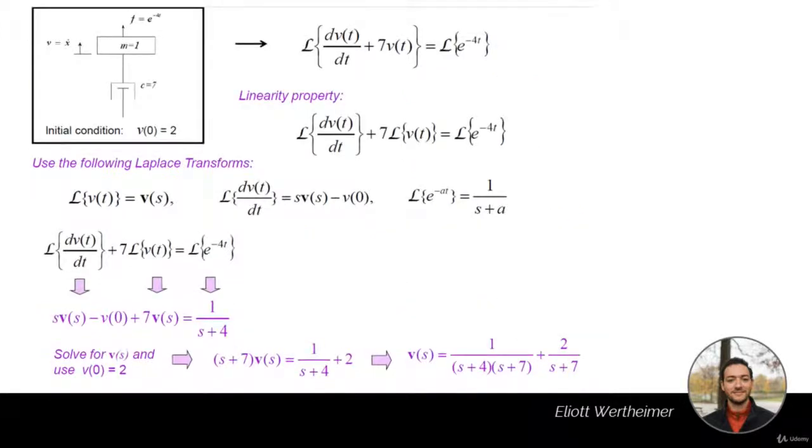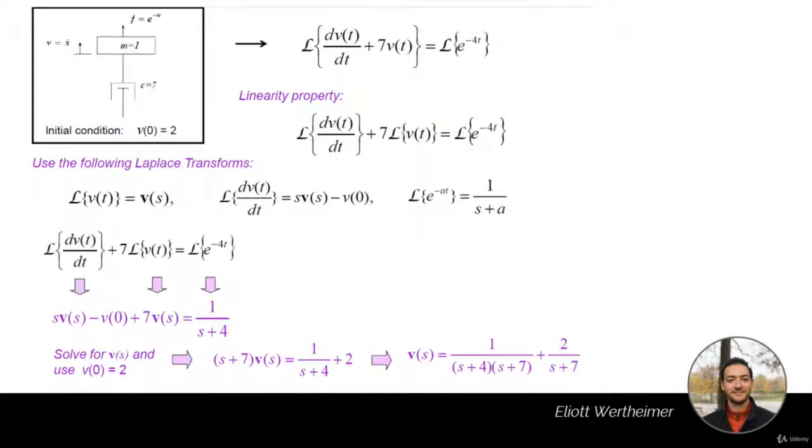First of all, we can apply the linearity property to the left side of this equation. So instead of doing the Laplace transform of the whole left side, we can first do the Laplace transform of the derivative of the velocity of the mass with respect to time, to then do the Laplace transform of the velocity of the mass with respect to time. We can then multiply by 7 that Laplace transform and do the sum of the two Laplace transforms we just calculated. The right side just remains the same.